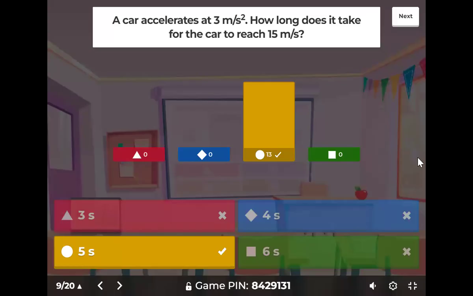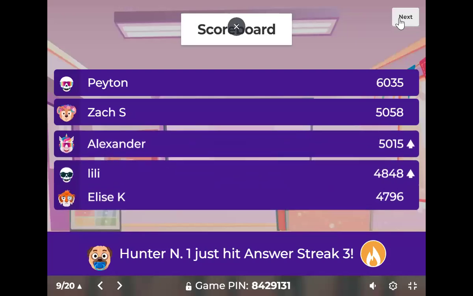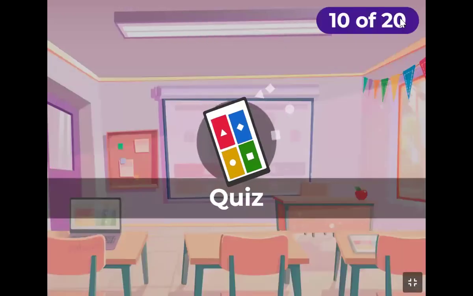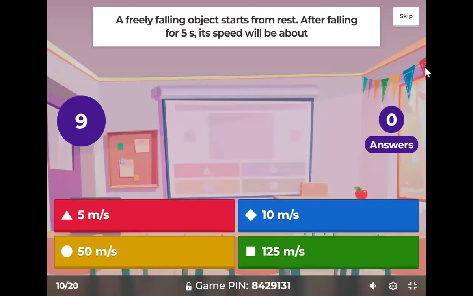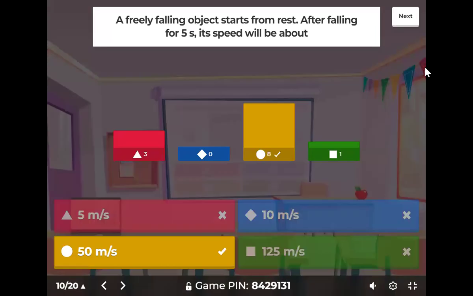Zoom in. All right, good. Freely falling object starts from rest. After falling for 5 seconds, its speed will be about. Yeah, it should be 50 meters per second.